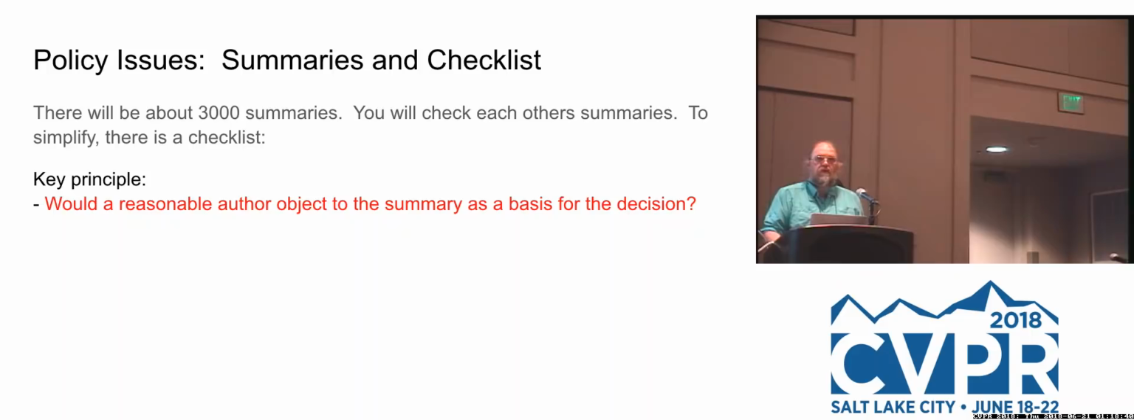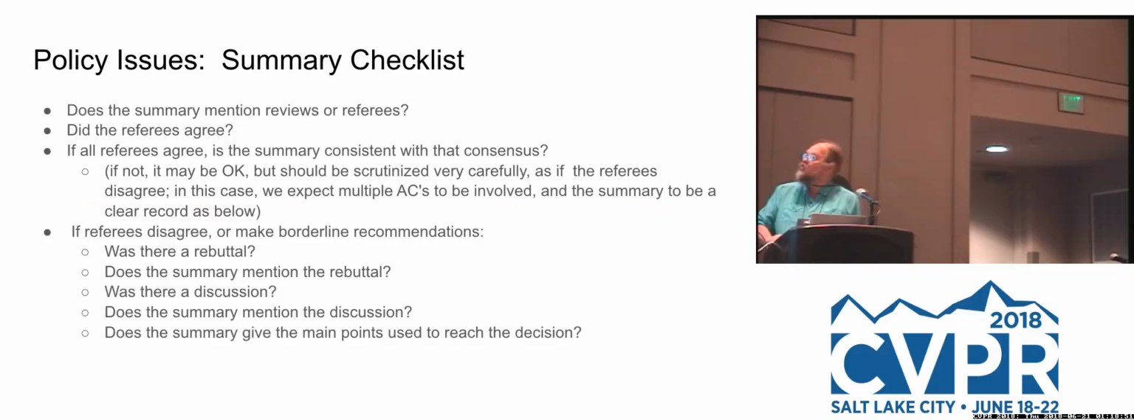The key principle was, would a reasonable author object to the summary as a basis for the decision? And here's our checklist. Does the summary mention reviews or referees? Did the referees agree? If they agree, is it consistent with the consensus? If they disagree, was there a rebuttal? Does the summary mention it? Was there a discussion? Does it mention the discussion? Does the summary give the main points?